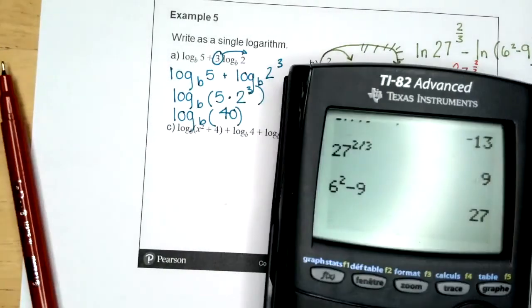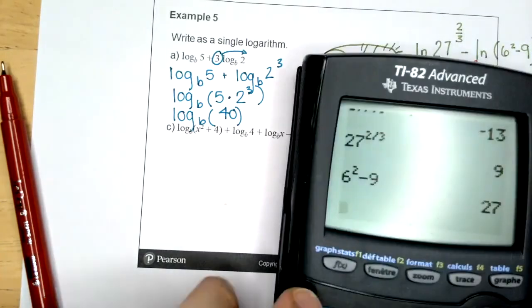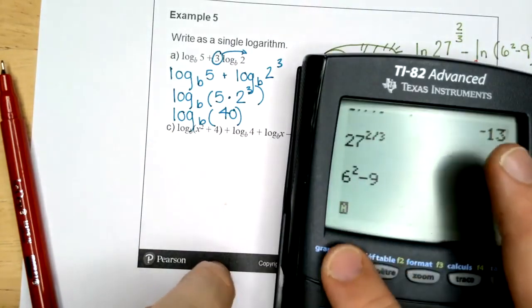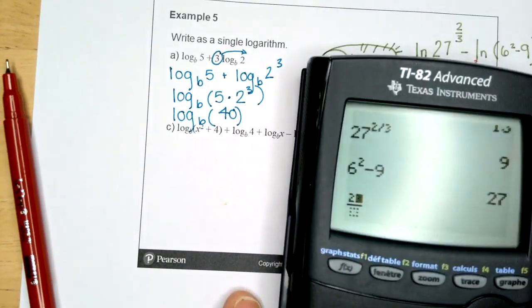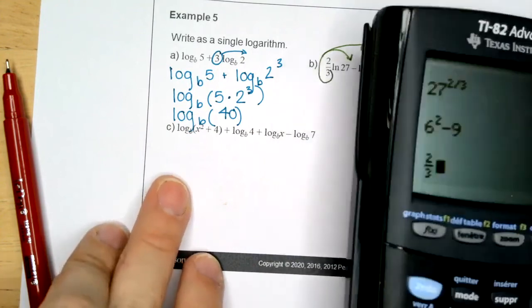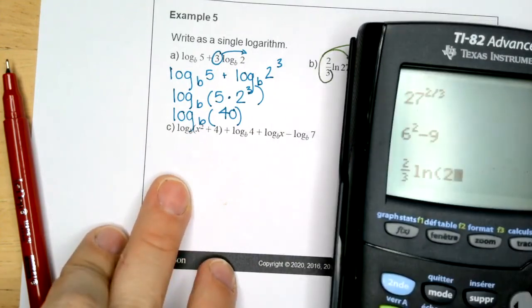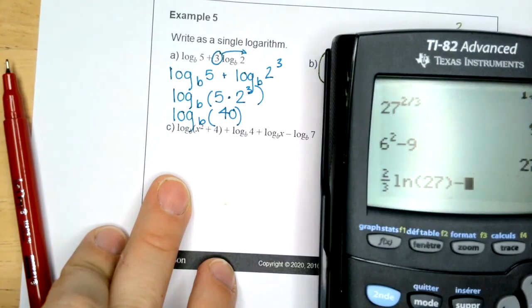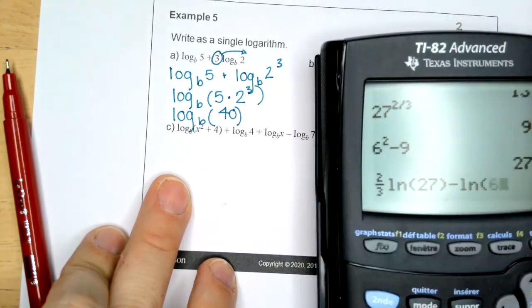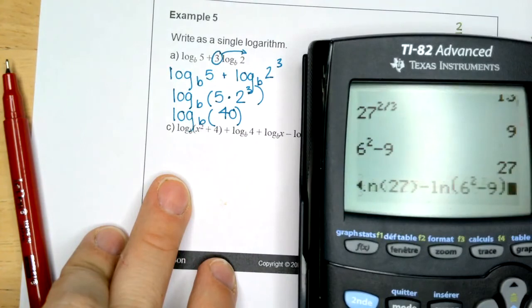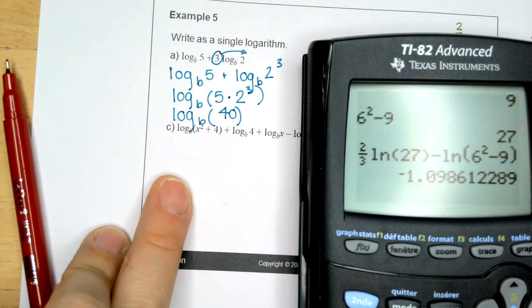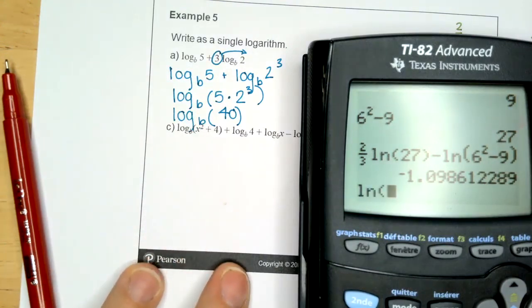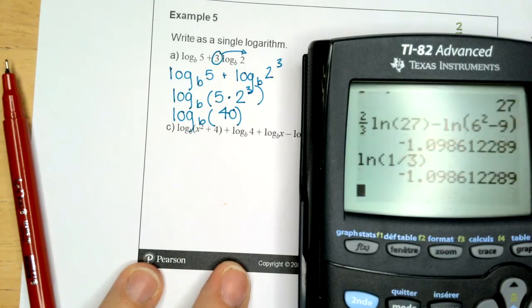And if we were to put all of that into our calculator, so we said 2/3 times the natural log of 27 minus the natural log of 6 squared minus 9. Oh, we can't do a fraction there. And that is the same as the natural log of 1 divided by 3, that you get the same decimal. Good.